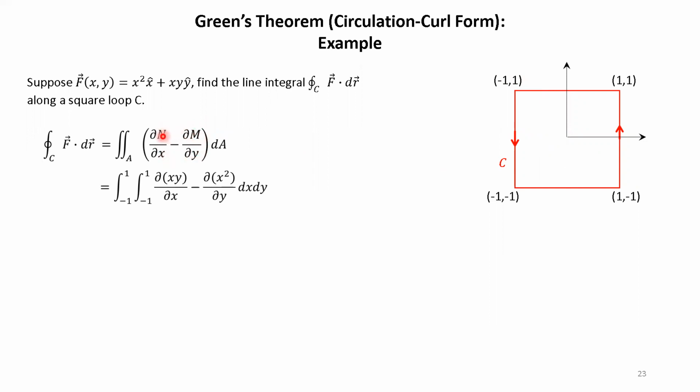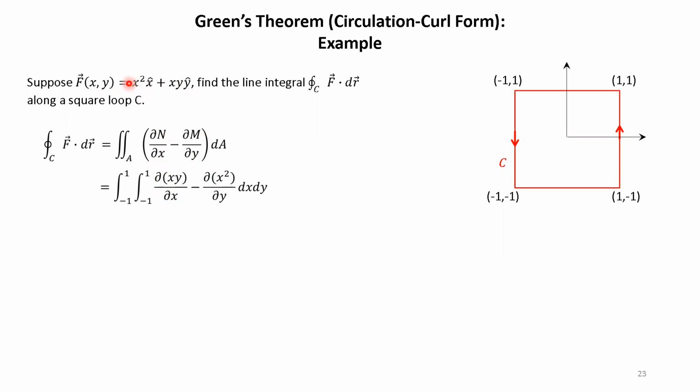So this big N is the y component of your field, and this M is the x component of your field. So you take the y component of the field, do the partial derivative with respect to x, minus the partial derivative with respect to y of the x component of the field. Okay, so N is xy, M is x squared, because N is this term, M is this term.